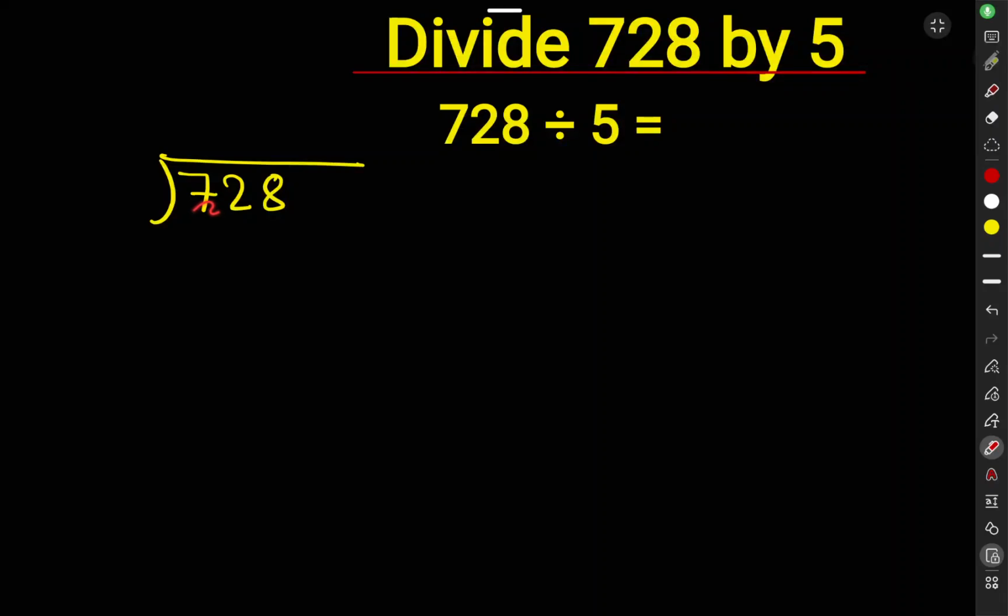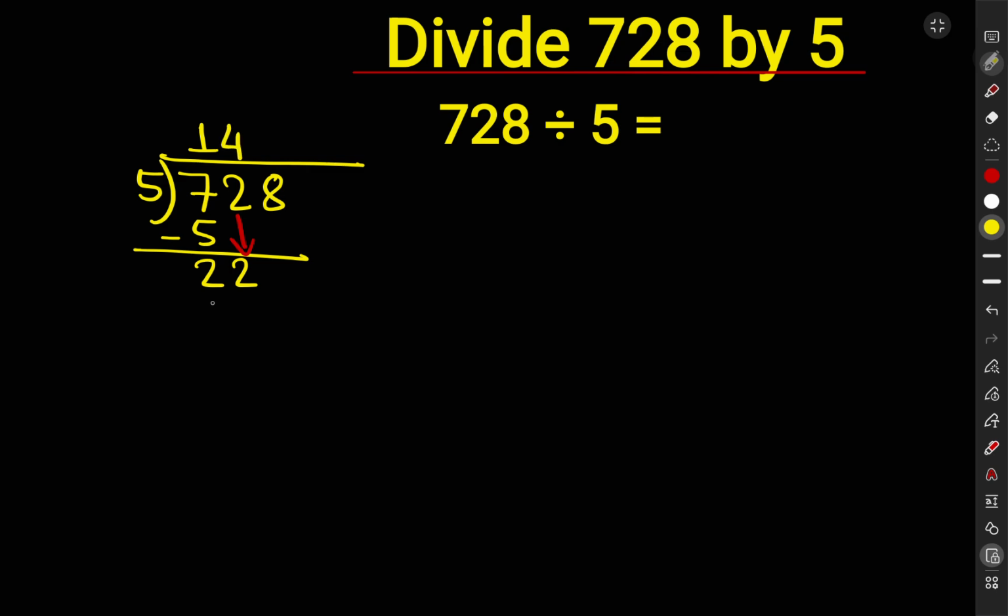Here we divide 728 by 5 in the long division method. 5 times 1 is 5. On subtracting, we get 2. So now we put down this 2 and it is 22.